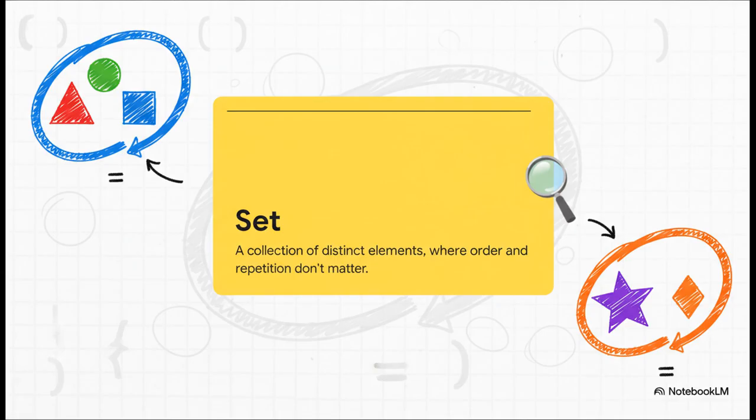First, order doesn't matter. The set with apples, bananas is exactly the same as bananas, apples. And second, you ignore any repeats. So the set 1, 1, 2 is really just 1, 2. That's what keeps everything nice and clean.